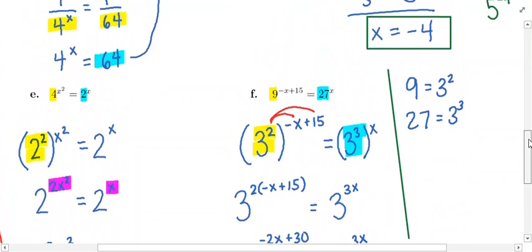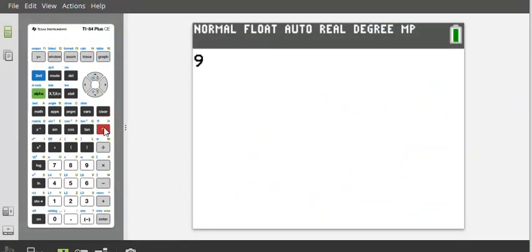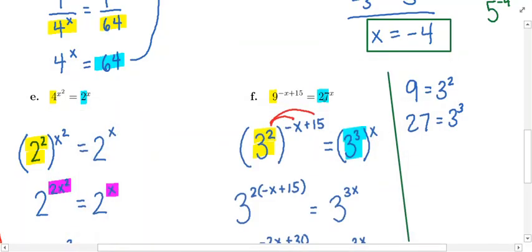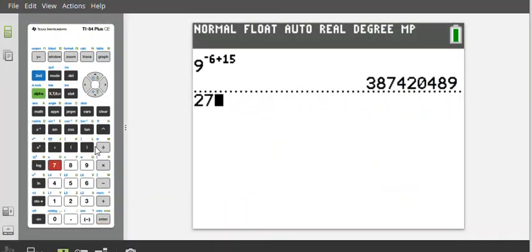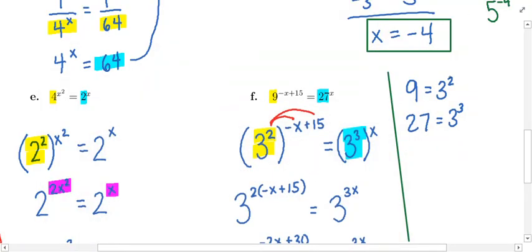Again, you can check yourself. You should. For example, if I go to the calculator and I type in 9 raised to the negative 6 plus 15 power. Let's see what we get. 9 raised to the negative 6 plus 15 power. We get this big number. Does that equal 27 to the 6th power? Check it out. Yes, it does. So we know we have the correct answer.